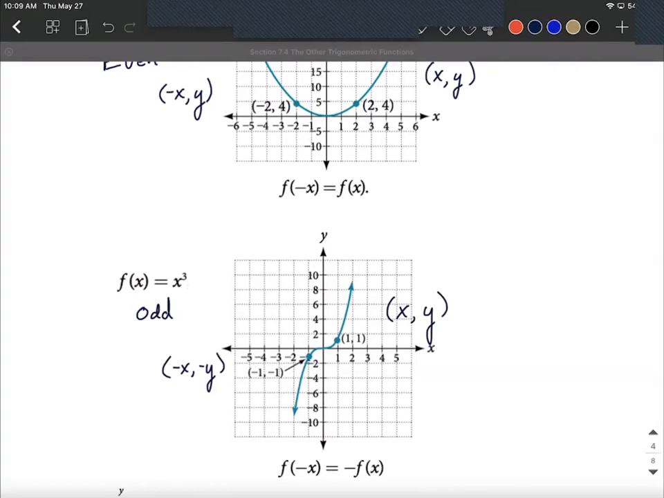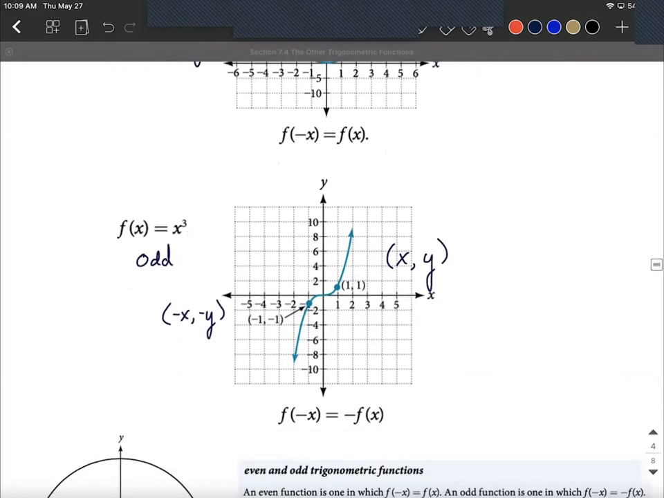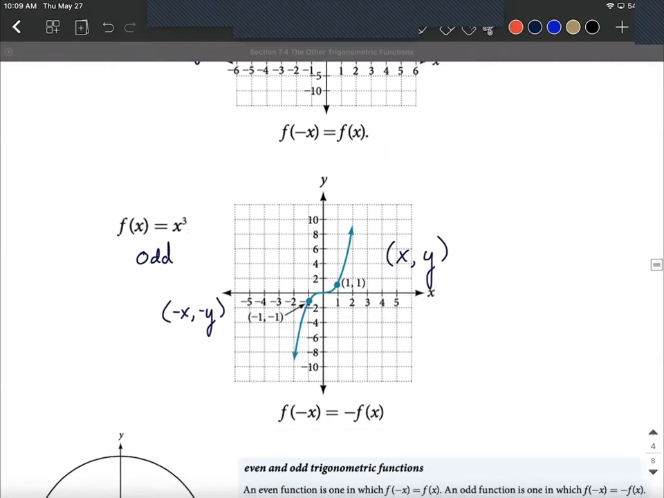So if you plug in a negative x as your input, you get out negative of f of positive x, which is a little bit confusing, but these are said to have symmetry with respect to the origin. Meaning that if I took this point (1, 1), mirrored it across the y-axis, and then again mirrored it across the x-axis, I get to this point down here. So that's referred to as symmetry with respect to the origin.